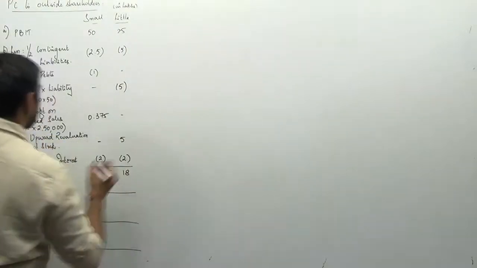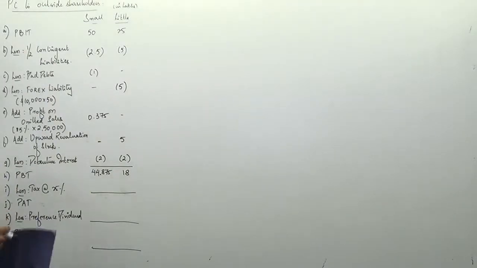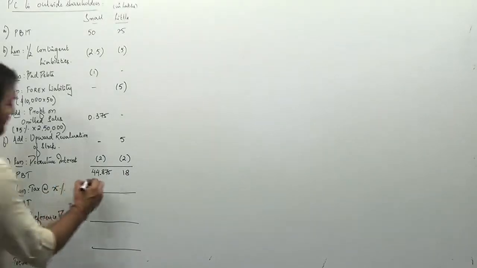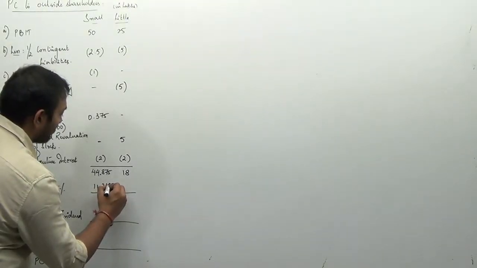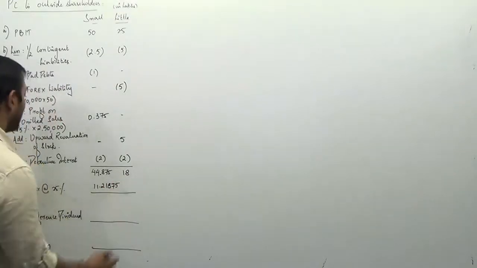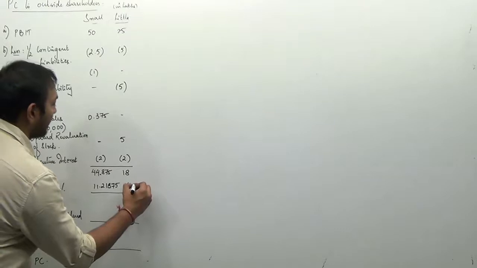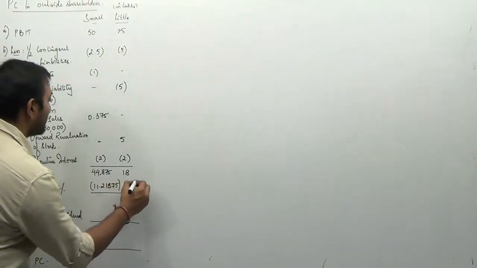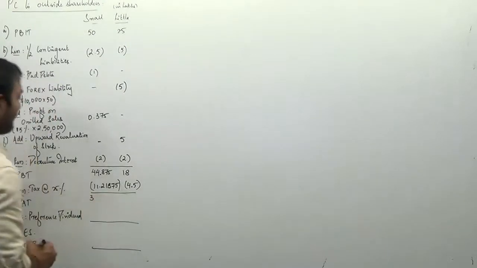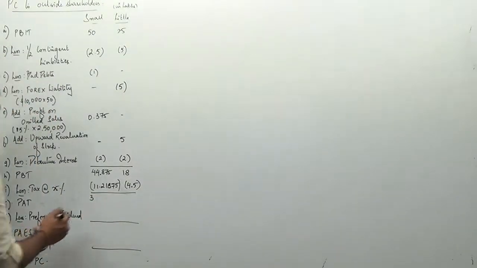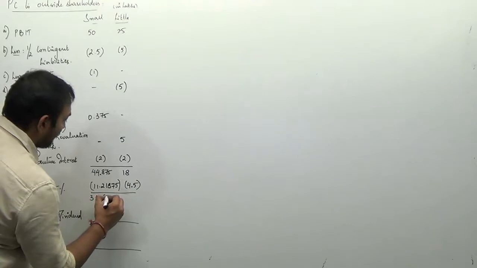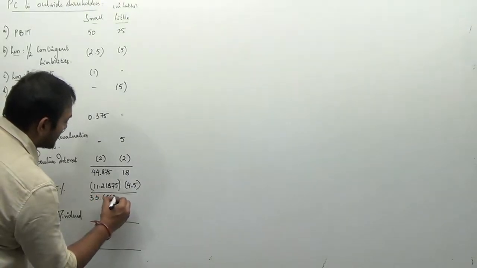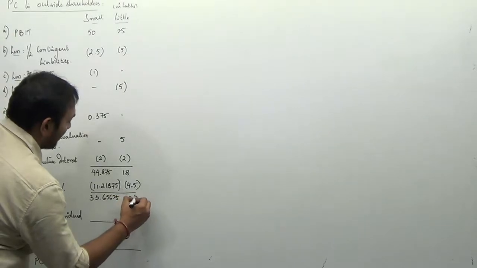This is 18, I guess. Tax at 25%. 11.21375. This is 4.5. Tax should be deducted. 33.65625. This is 13.5.